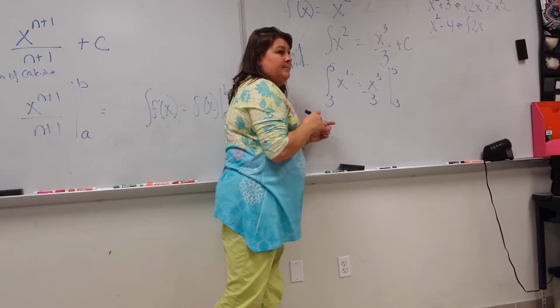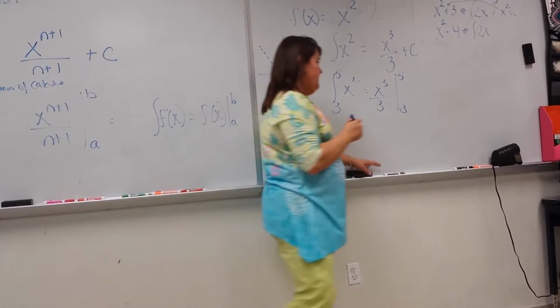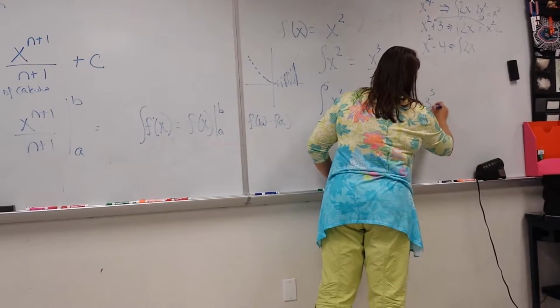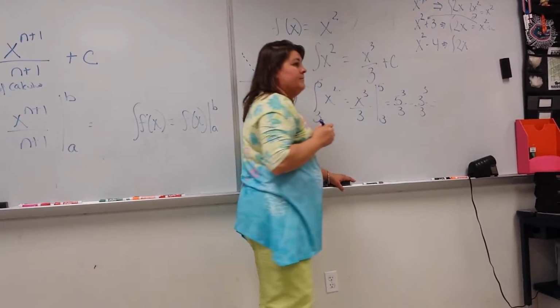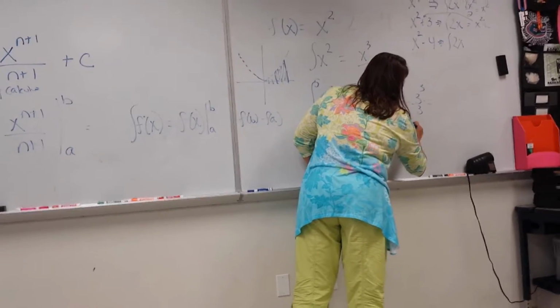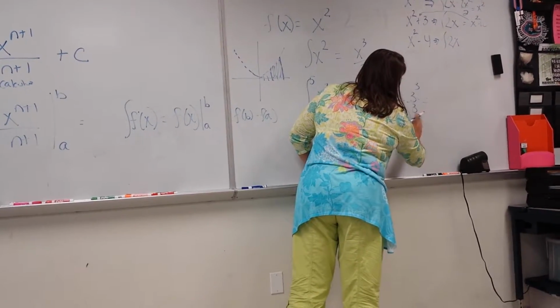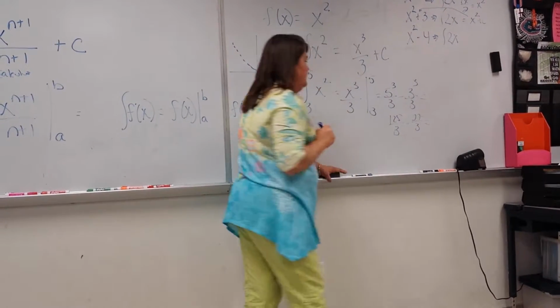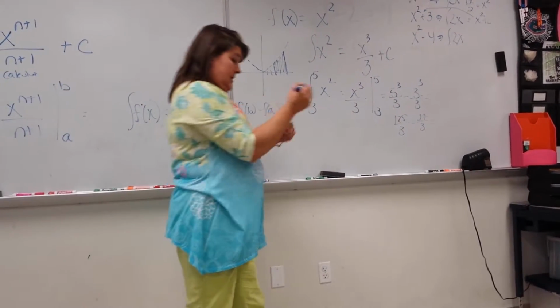And then what do I do? Plug in the 5, subtract the plugged in 3. Minus plug in 3. Okay. I get what? 125 over 3 minus 3 times 3 times 3 is 27 over 3. And I get 98 over 3.